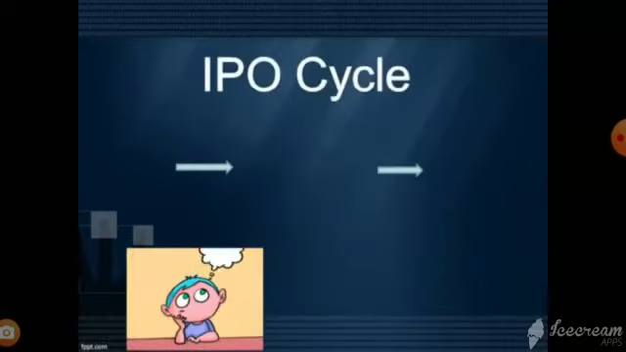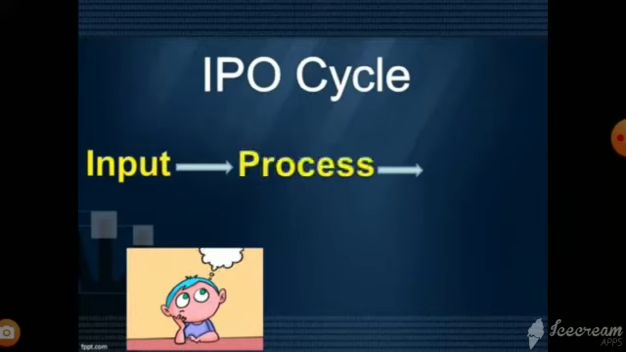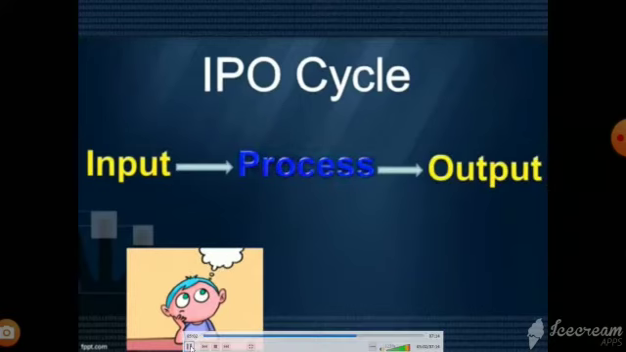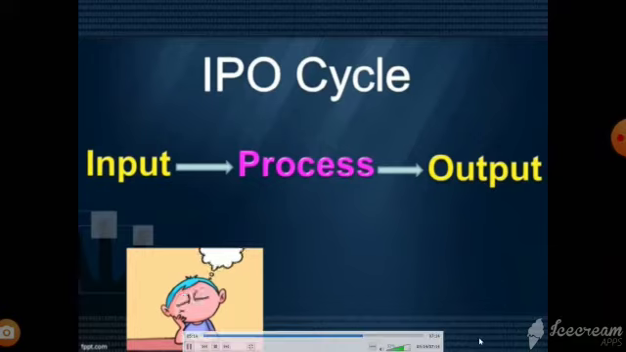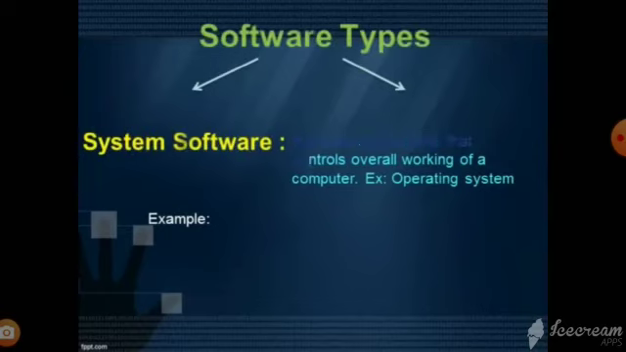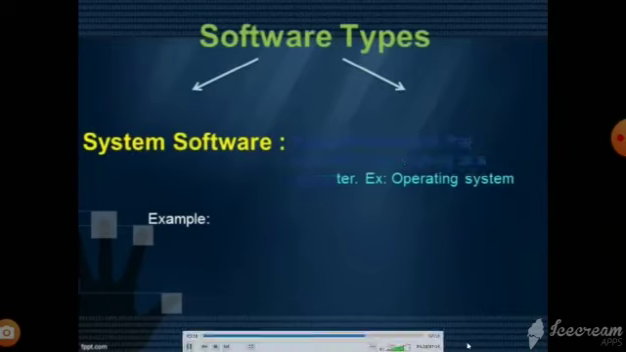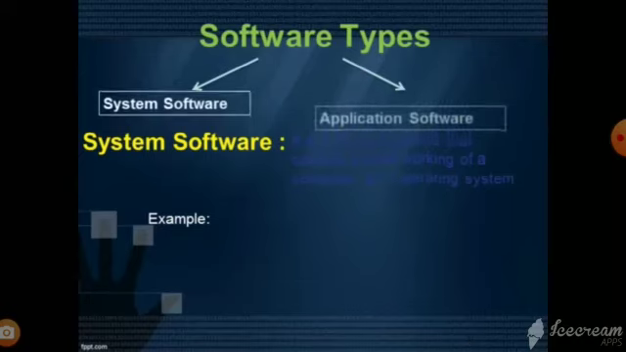Children, do you remember the working of a computer? We have learnt that a computer works on input, processing, output, with the help of software. It takes the input from the user, processes it, and displays the output on the monitor. Thus, we can define software as a set of instructions given to a computer to do a particular work. There are two types of software: system software and application software.